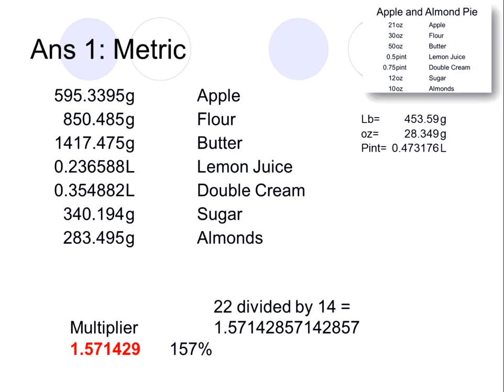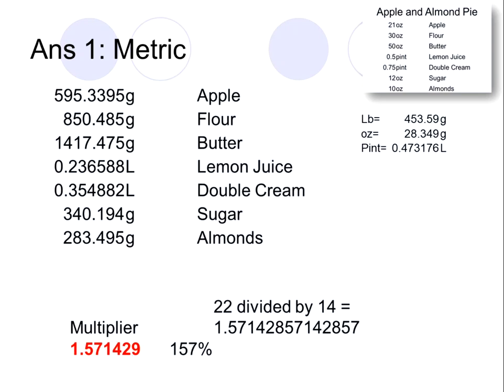Okay, so the original recipe was 21 ounces of apples, so we multiplied the 21 by 28.349 grams, and that gave us 595.3395 grams of apples. Okay, so 30 ounces of flour, again multiply your 30 by your 28.349 and that gave you 850. Multiply the 50 by the 28.349 and that gave you 1417.475 grams of butter.